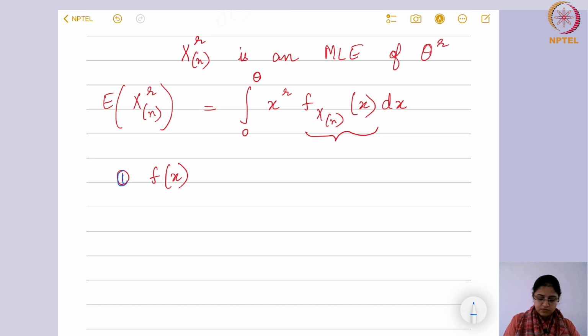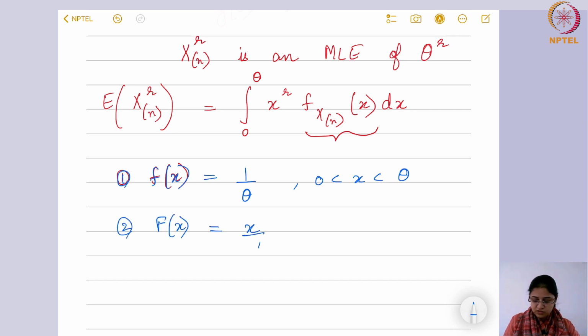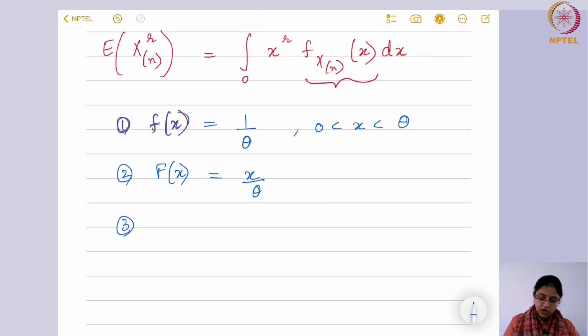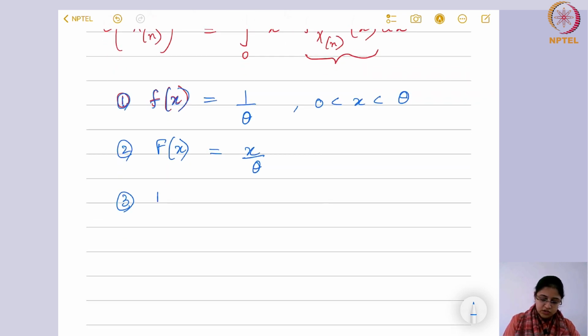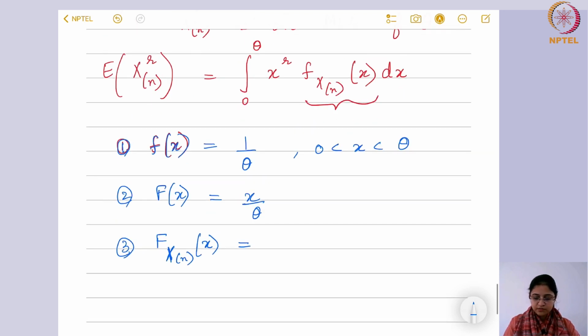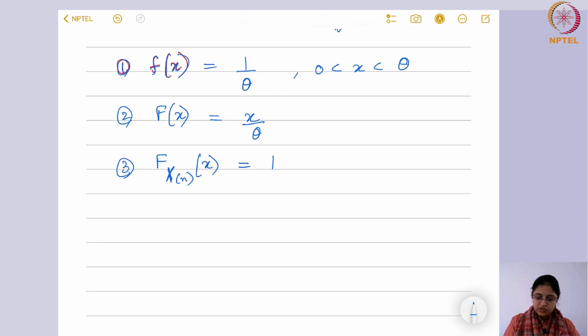The first thing that we know is f of x, the density, is 1 over theta, where x takes value between 0 and theta. The second thing is that the distribution function is x over theta, right? Now I have to find the distribution function for the largest order statistic based upon these two, because if I know it, I can differentiate it to find the PDF that we are interested in.